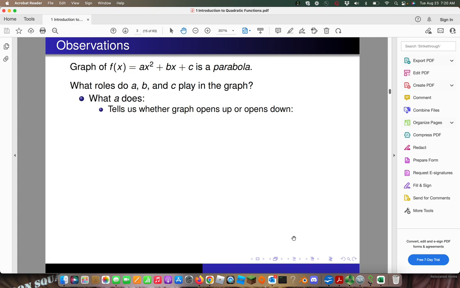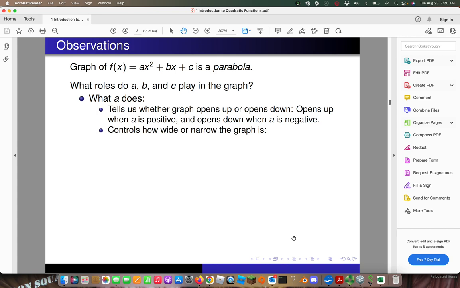So if we think about what A does, it determines actually a lot about the graph. First of all, it tells us whether the graph opens up or opens down. When A is positive, the graph opens up, and when A is negative, the graph opens down. But it also tells us how wide or narrow the graph is when we have A being a large number. And when I say a large number, that's a large positive number, or a number that is very large but very negative. So 100 would be a big number for A as a positive number, and negative 100 would be a big number. 1/2 would be a small number, and negative 1/2 would be a small number that's negative.